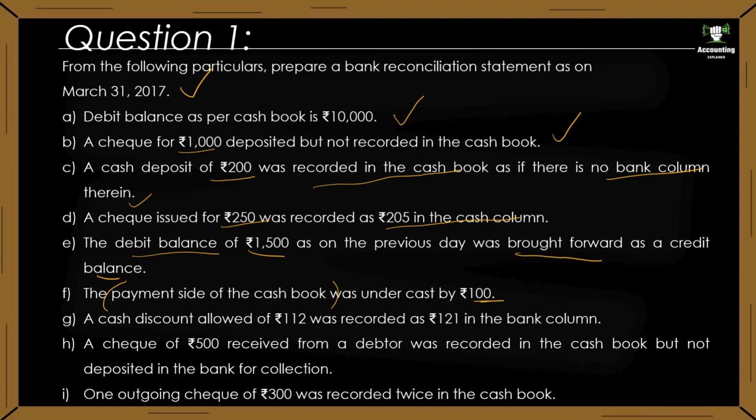A cash discount allowed of rupees 112 was recorded as 121 in the bank column. A check of rupees 500 received from a debtor was recorded in the cash book but not deposited in the bank for collection. One outgoing check of rupees 300 was recorded twice in the cash book.